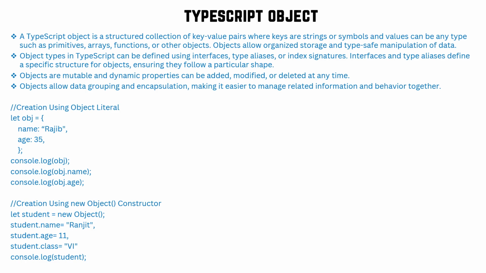Object types in TypeScript can be defined using interfaces, type aliases, or index signatures. Interfaces and type aliases define a specific structure for an object, ensuring it follows a particular shape. The next session will cover interfaces, and you can easily correlate how from the interface you can create the object. Objects are mutable and have dynamic properties, so we can update the object, add new things to it, and delete stuff from it at any point of time. Objects allow data grouping and encapsulation, making it easier to manage related information and behavior together.